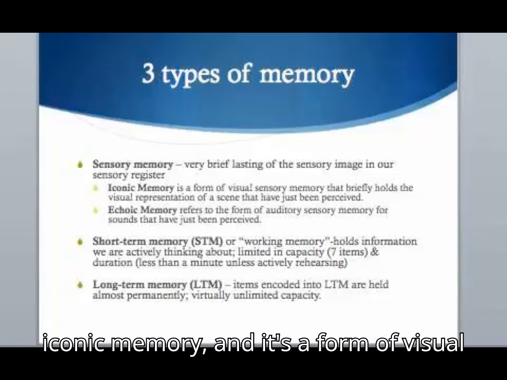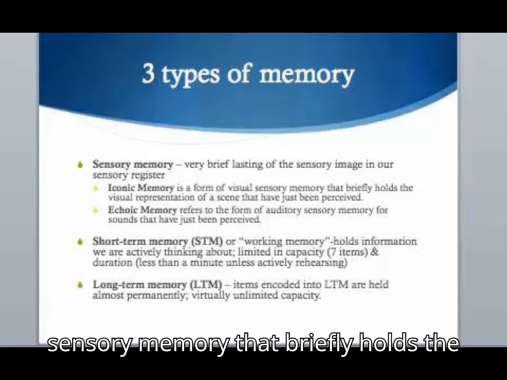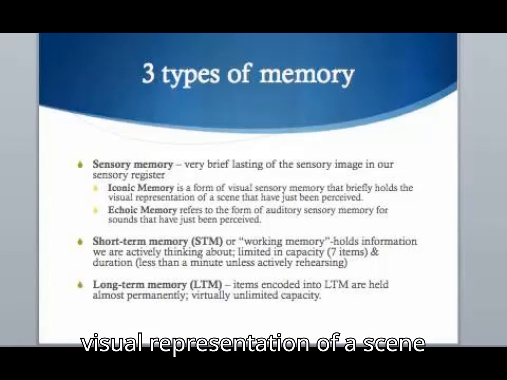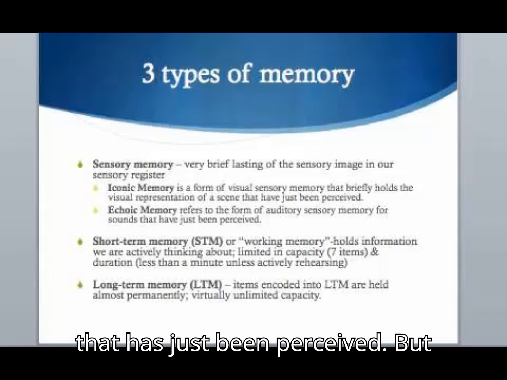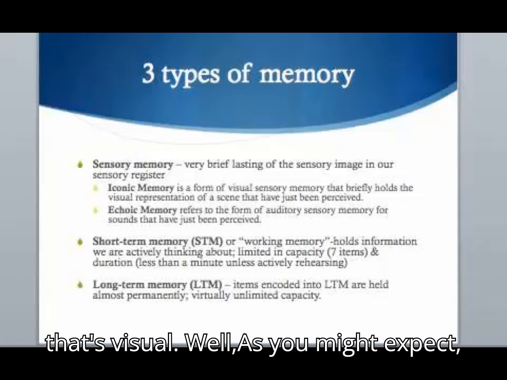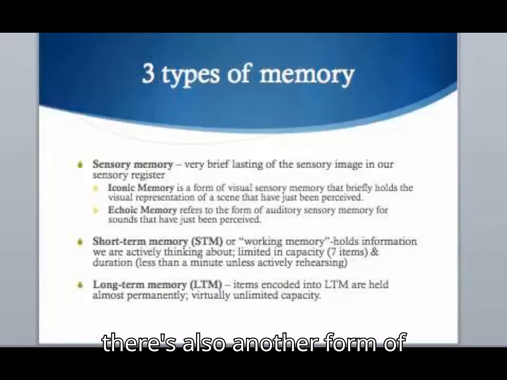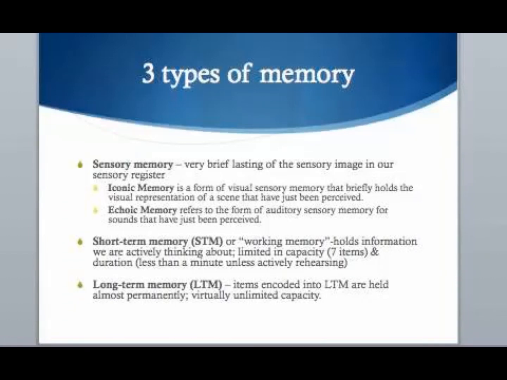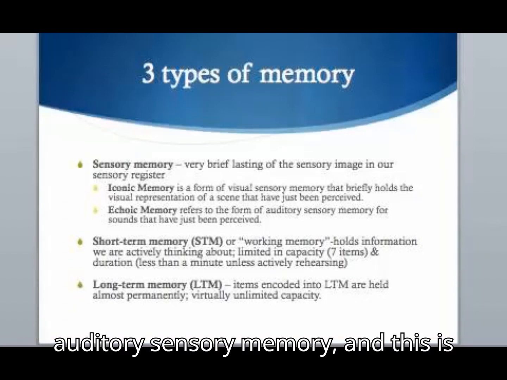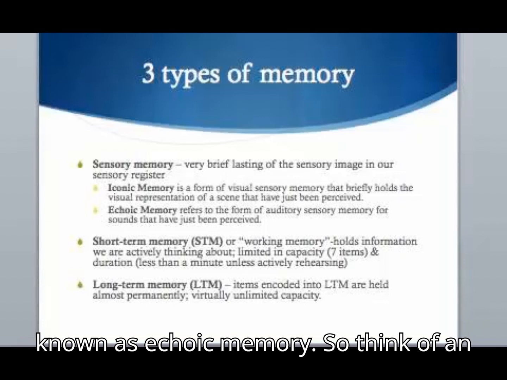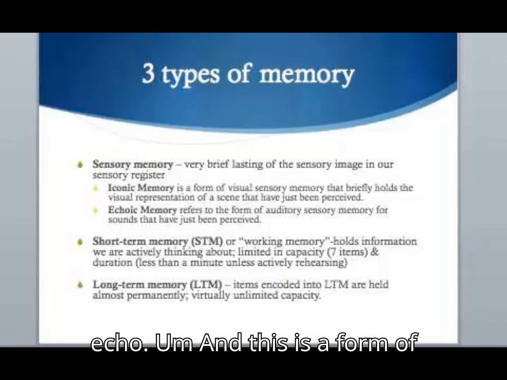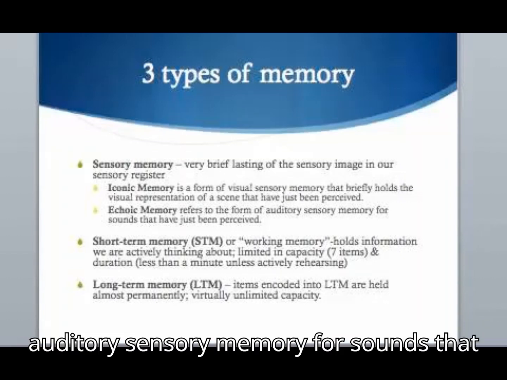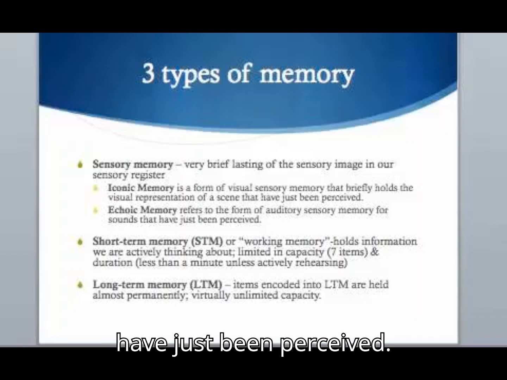We also have iconic memory, a form of visual sensory memory that briefly holds the visual representation of a scene that has just been perceived. But that's visual. As you might expect, there's also a form of sensory memory for auditory information, and this is known as echoic memory. So think of an echo. This is a form of auditory sensory memory for sounds that have just been perceived.